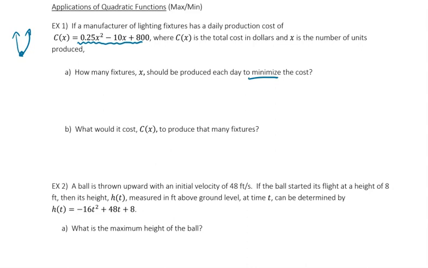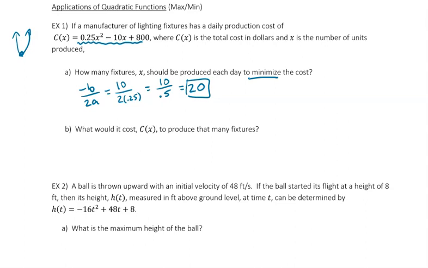So if we're talking about that minimum, well, that's just the vertex. So we're just using the vertex again. So this is going to be -b over 2a. So that's going to be 10 over 2 times 0.25, which is 10 over 0.5, which should be 20. That's the answer to part 1.